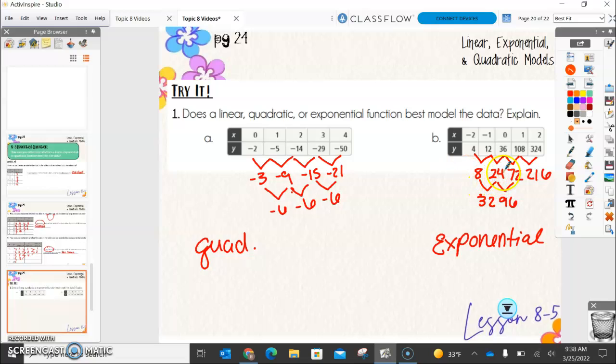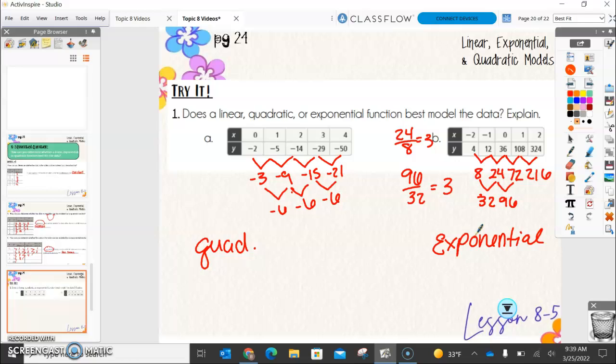Okay, so how would we check if this is actually exponential? When you take 24 divided by 8, you get 3. 72 divided by 24, you get 3. By making ratios, 96 divided by 32, you also get 3. Every time you take a difference ahead divided by the difference behind it, you would get 3. That will make it exponential.